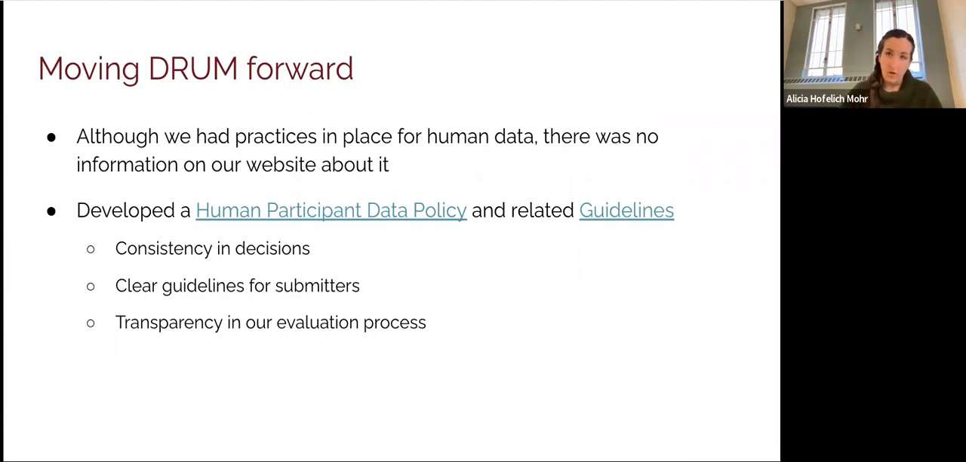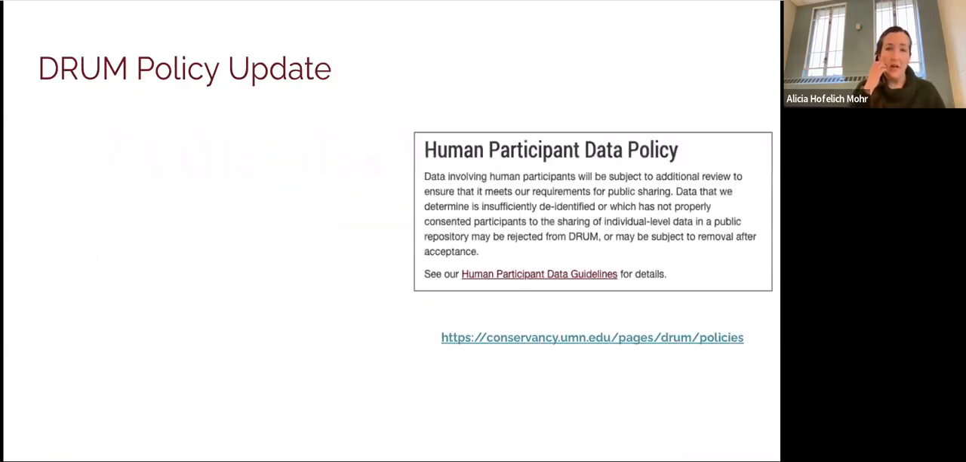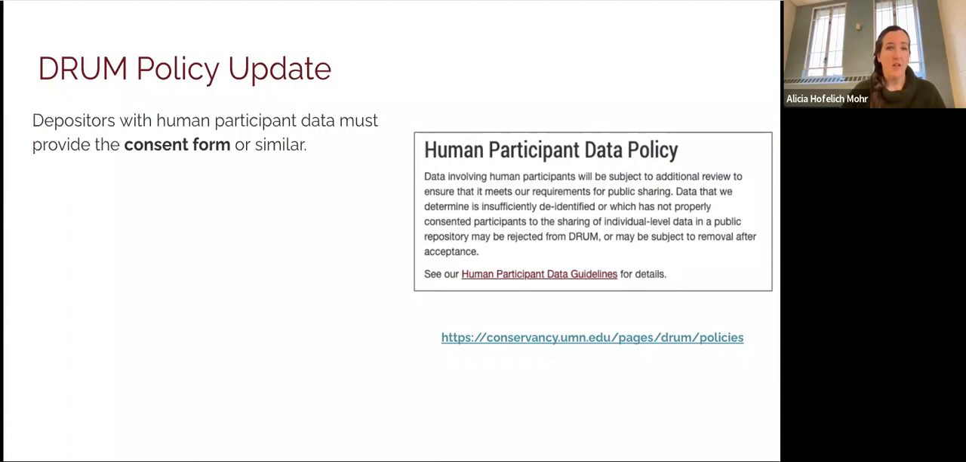So what are we looking for? Where is it falling short? How do we decide? How do we evaluate whether it's appropriate to accept or not? Clear guidelines for people who are submitting, and also transparency in our evaluation process. What are the things that are weighing into our decisions, and how do we evaluate them? And so we now have a policy on our website as of last fall. I have the link on the page here, and I just want to give an overall highlight of some of the key points. This policy makes it explicit that people who are submitting data about human participants must provide the consent form or similar.